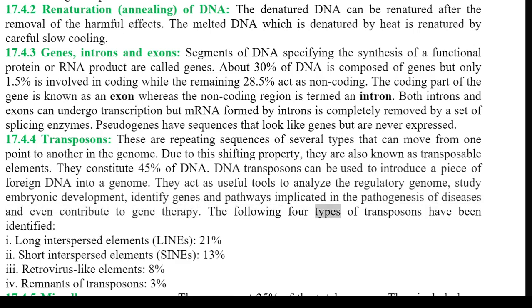The following 4 types of transposons have been identified. 1. Long interspersed elements, LINEs, 21%. 2. Short interspersed elements, SINEs, 13%. 3. Retrovirus-like elements, 8%. 4. Remnants of transposons, 3%.